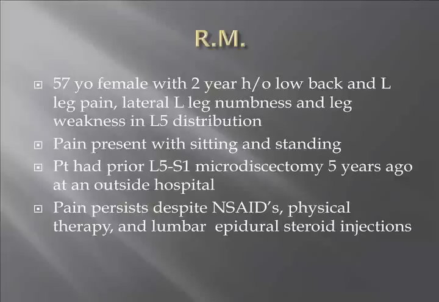This is a 57-year-old woman who came to me with approximately 2 years of back and leg pain. She had significant radiculopathy with numbness along the lateral left side of the leg and weakness in the L5 distribution in ankle dorsiflexion and EHL. Symptoms were present with sitting and with standing.